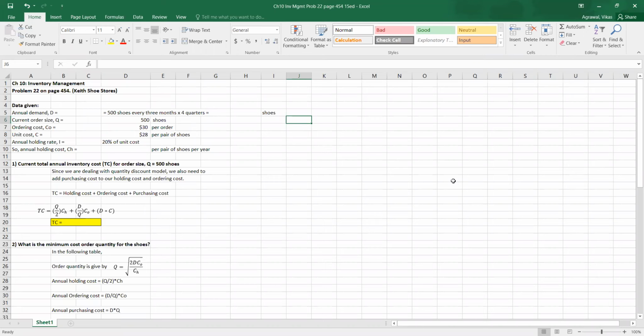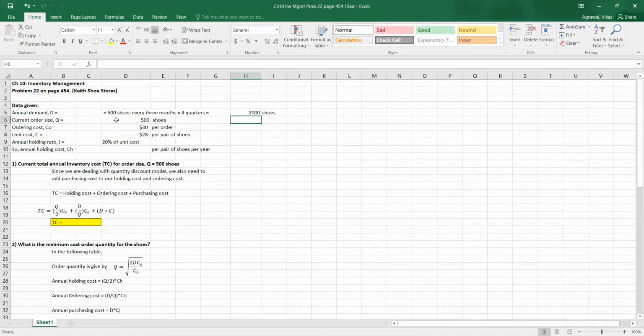So here is the data that is given to us, the annual demand. They have given us data like, they need 500 shoes every quarter, and we have 4 quarters. So we can get the annual demand, which will be equal to our quarterly demand times number of quarters in a year. So that's going to be 500 times 4 quarters, and that's going to give you that many shoes per year. So that's our annual demand here.